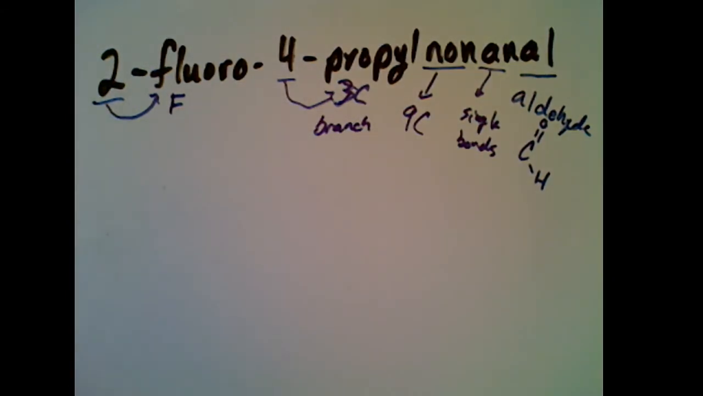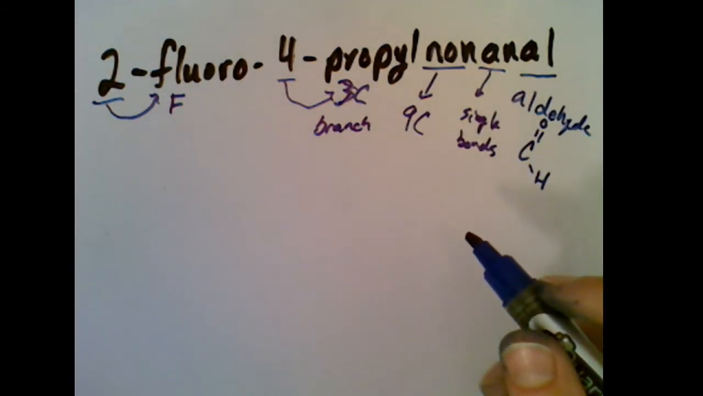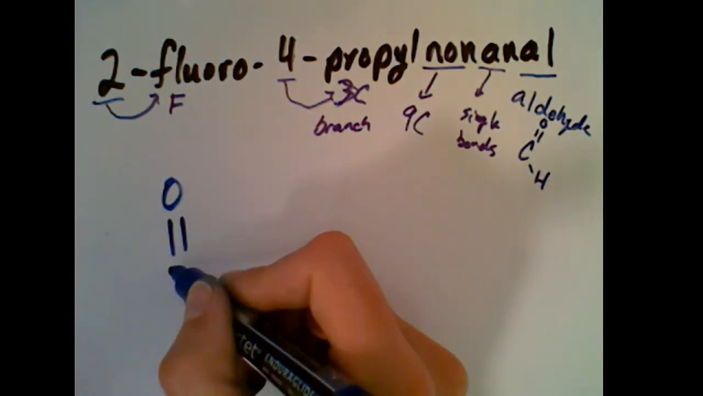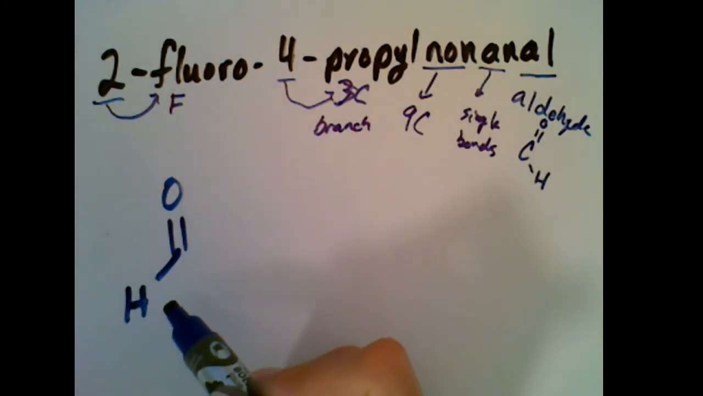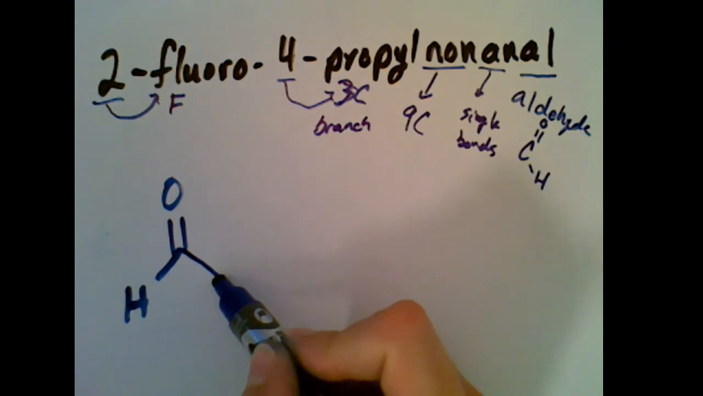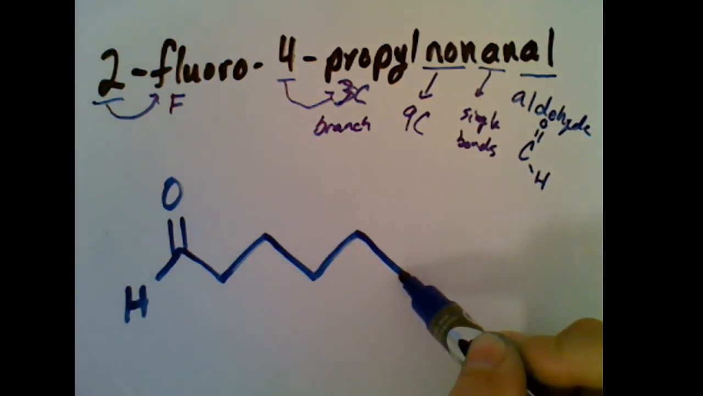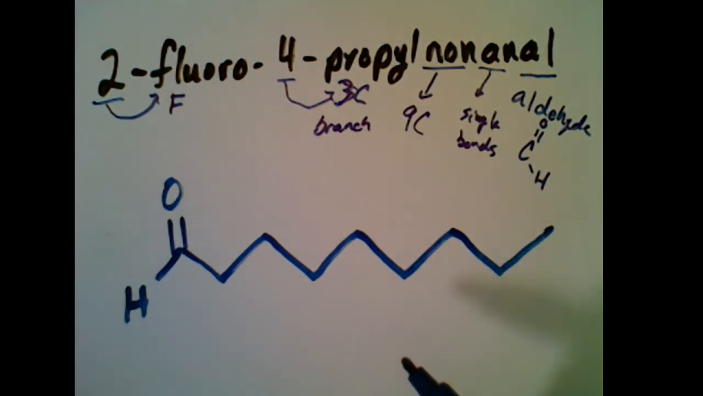And let's take a look at how we would draw it. Personally, I always find it easiest to start with the longest chain. And because I'm dealing with an aldehyde, you know what, let's start with the aldehyde over here. So we're going to do double bonded O to our C, and I'm going to draw the H because I just like to be clear about that. So we have our 1 carbon here, 2nd carbon, 3rd, 4th, 5th, 6th, 7th, 8th, 9th. So this is a long molecule.